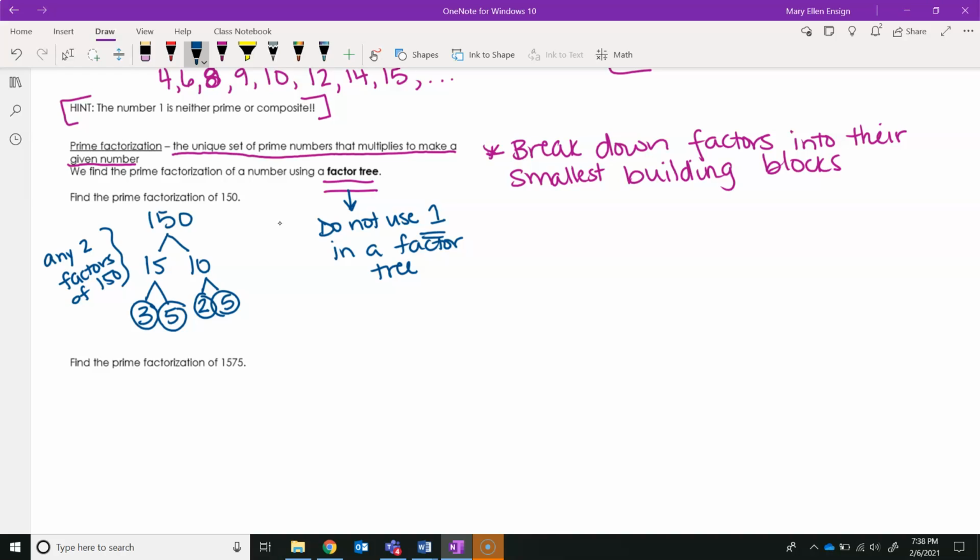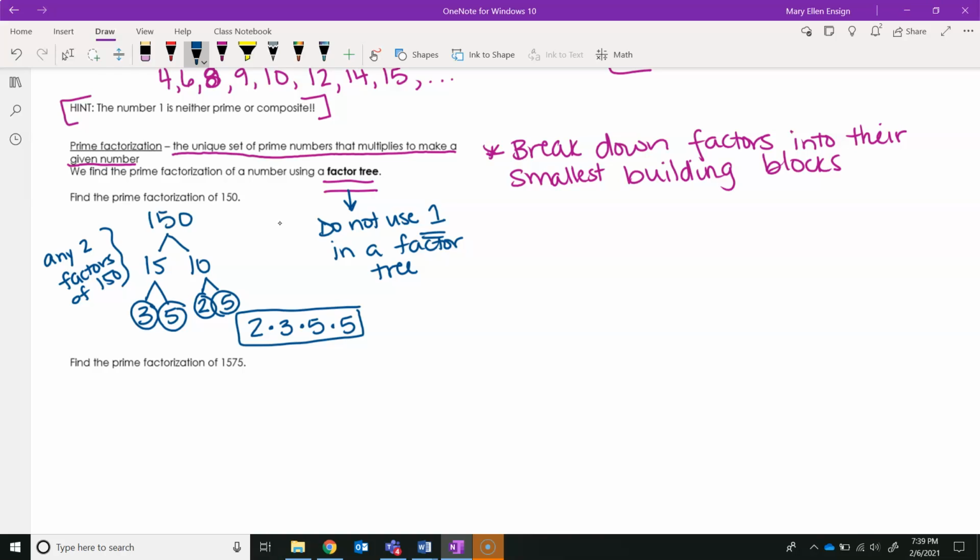So this is not my prime factorization. This is the tool that I use to get my prime factorization. My prime factorization is a set or a little list of prime numbers. So my set or list of prime numbers is whatever I have circled. And we write it generally in order from smallest to largest, and we don't put commas between them. We put the little multiplication sign, the little dot, because I'm showing that if I multiply these together, I'm going to get 150.